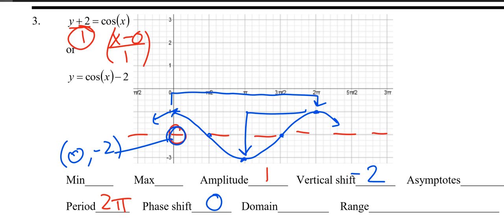0, -2 is the HK, but you have to go up from the center line to find the first point because it's a cosine wave.